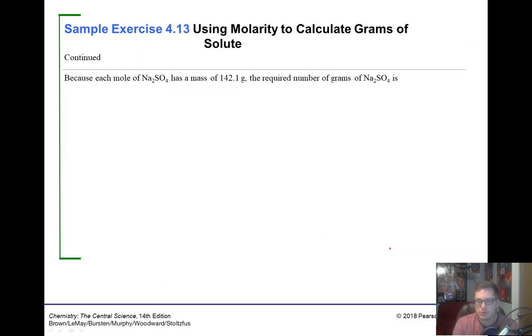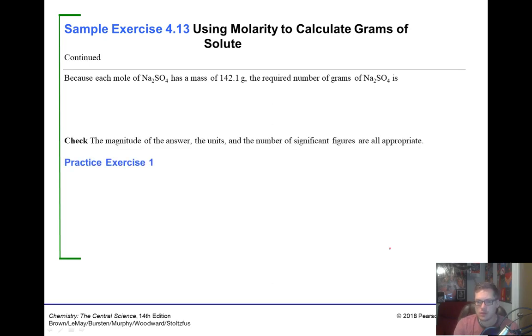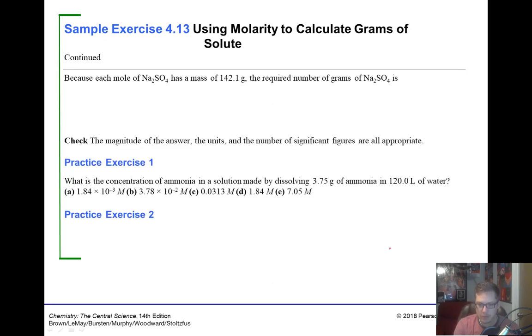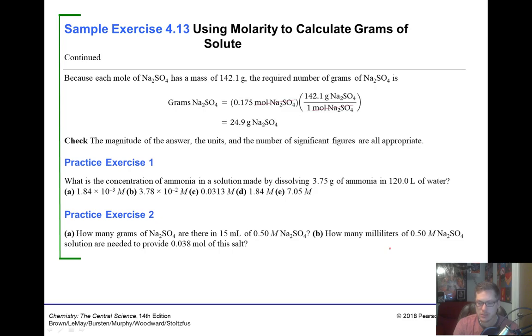Now we're going to go backwards. We're going to use our molarity to calculate grams of the solute. We're going to skip practice exercise 1 because it's essentially what we already did. In practice exercise 2 it says, how many grams of sodium sulfate are there in 15 milliliters of 0.5 molar sodium sulfate?